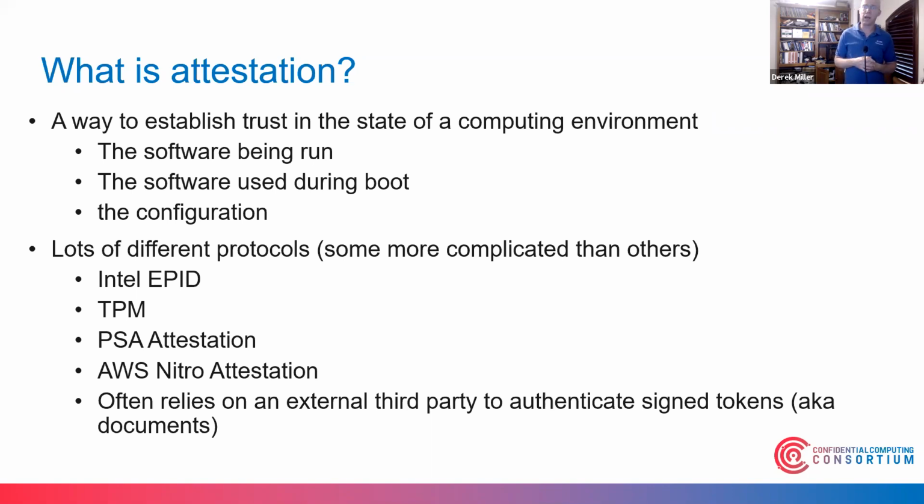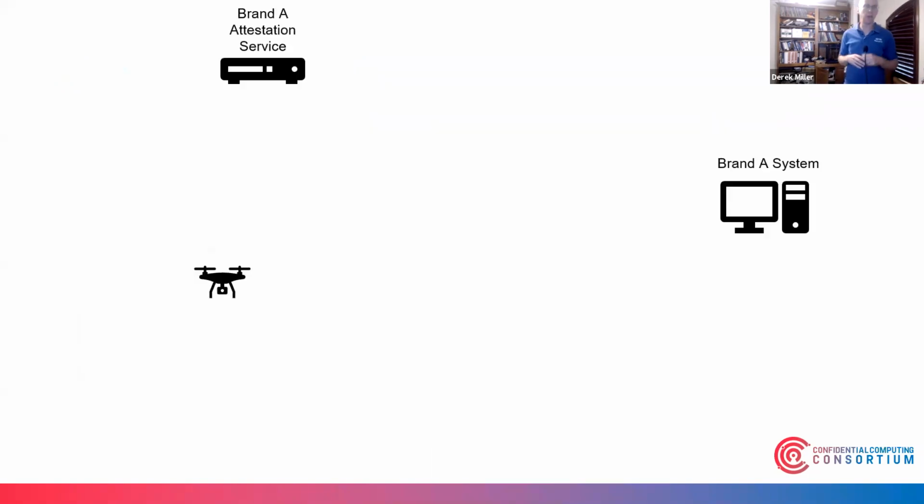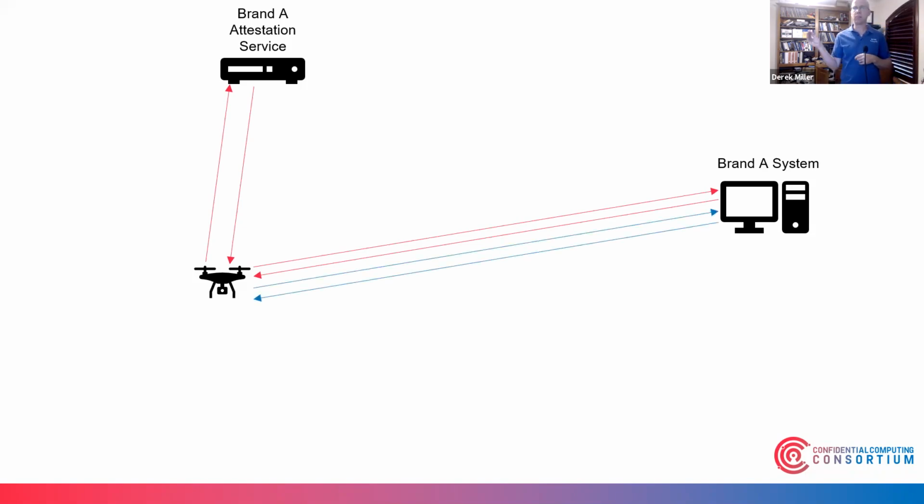These attestation protocols often rely on an external party to authenticate the signed tokens, or sometimes these tokens are referred to as documents. So with that, I'll start with a canonical attestation protocol where we've got a brand A system and a brand A attestation service and a client, which I have here as a drone because drones are cool. The attestation starts with the client, the drone, issuing a challenge to the system, which gets a token back, and then it has to authenticate it using the attestation service. And only after that attestation is done can the client establish a secure channel to the system. And for Veracruz, we use TLS for this, as Dominic mentioned earlier.